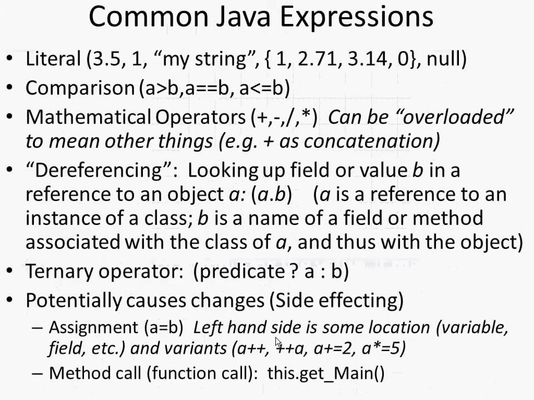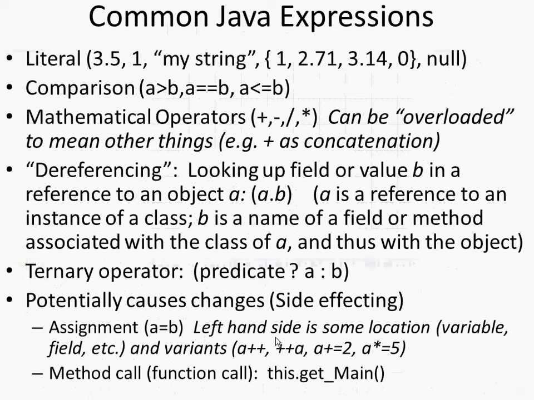So here are some common Java expressions. This is an expression, 3.5. My string is an expression. This is actually an expression in brackets. Anyone want to guess what this means? If I see those curly brackets, what are those? Seems kind of weird. It's an array of values, actually. Exactly. And Java knows what that means. It says, oh, this is an array of a bunch of values.